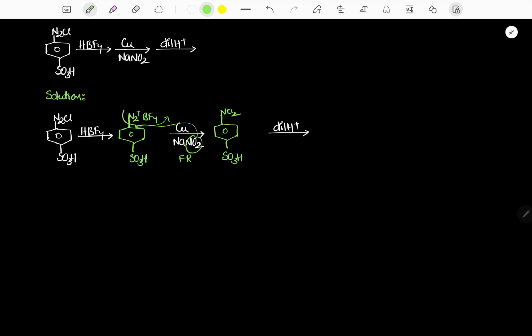Whenever copper is present with benzene diazonium compounds, it undergoes free radical substitution. Now it is treated with dilute H plus. Whenever we see sulfonic acid and dilute H plus, desulfonation takes place, and the corresponding product is NO2 with hydrogen at the para position. So it is also simply electrophilic aromatic substitution. The first reaction is just salt formation, the second reaction is the FRS mechanism, and the third reaction is desulfonation.